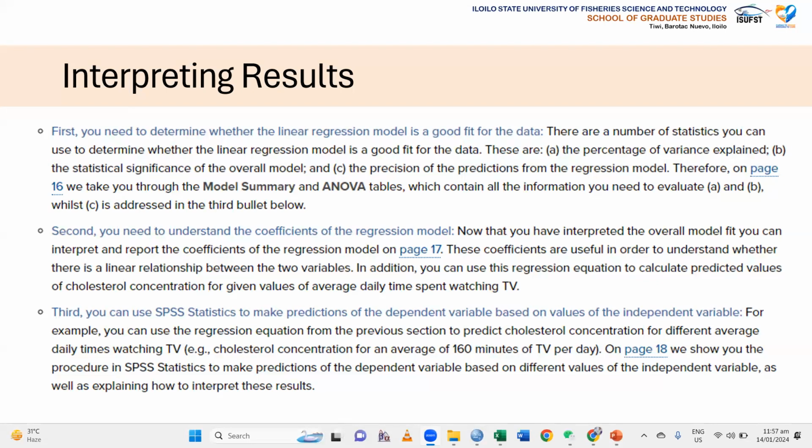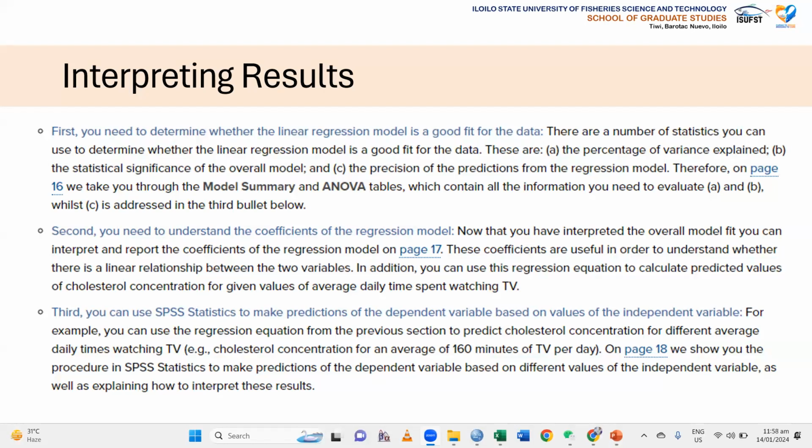First, you need to determine whether the linear regression model is a good fit for the data. There are a number of statistics you can use to determine this. These are A, the percentage of variance explained, B, the statistical significance of the overall model, and C, the precision of the predictions from the regression model. Therefore, on page 16, we take you through the model summary and ANOVA tables, which contain all the information to evaluate A and B, while C is addressed in the third bullet below.